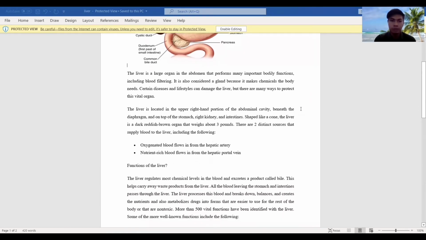You can see the liver is located in the upper right-hand portion of the abdominal cavity, beneath the diaphragm and on top of the stomach, right kidney, and intestine. Shaped like a cone, the liver is a dark reddish-brown organ that weighs about 3 pounds. There are two distinct sources that supply blood to the liver. Oxygenated blood flows in from the hepatic artery, and nutrient-rich blood flows in from the hepatic portal vein.